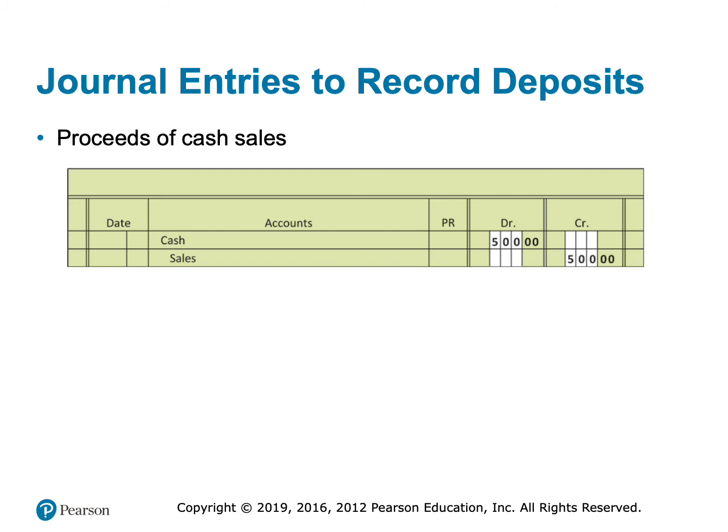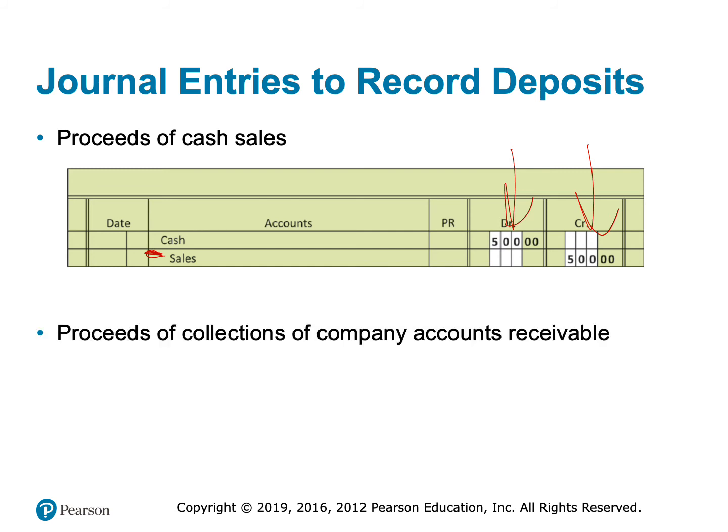It's been a bit since we've done a journal entry, so remember that debits are always listed first, credits are always listed second, and they are indented. Notice that little indentation there. And then you have your debit amounts in your first column and your credit amounts in your second column. Make sure that debits always equal credits.